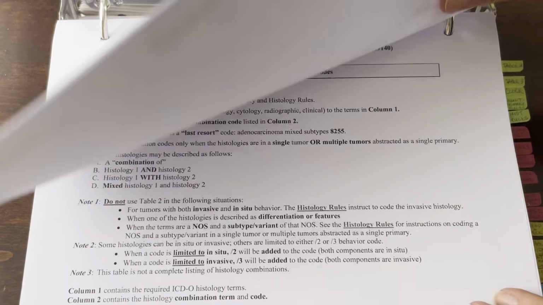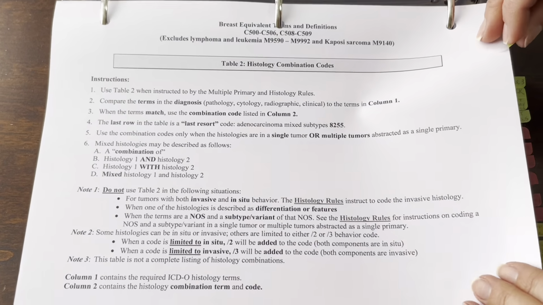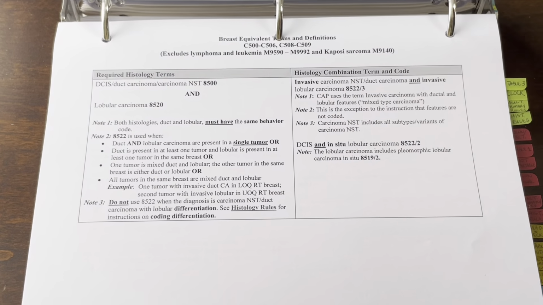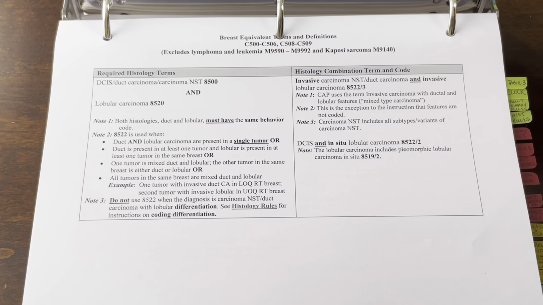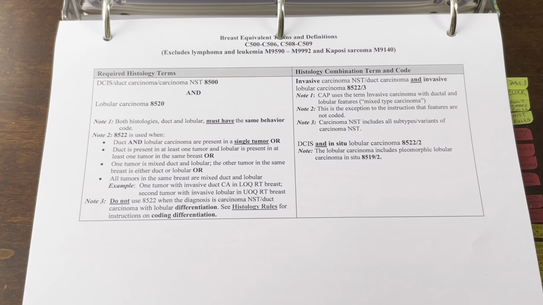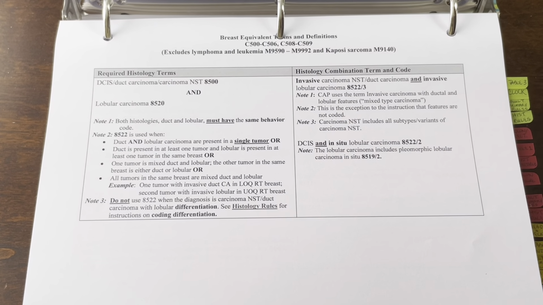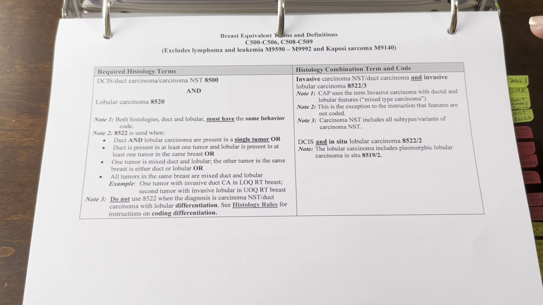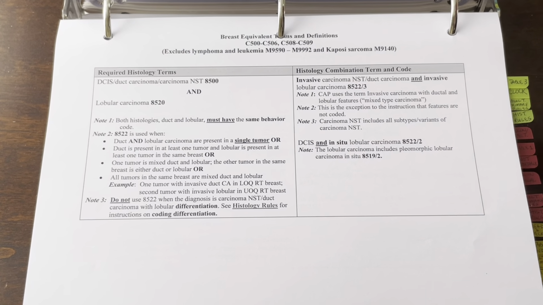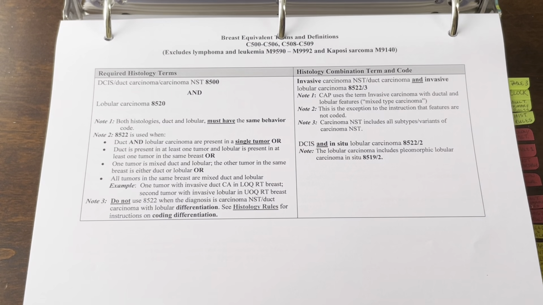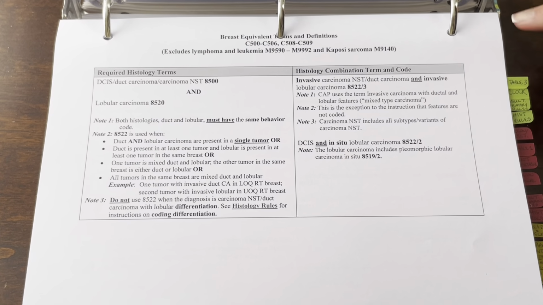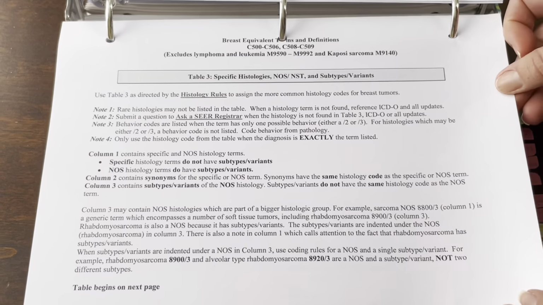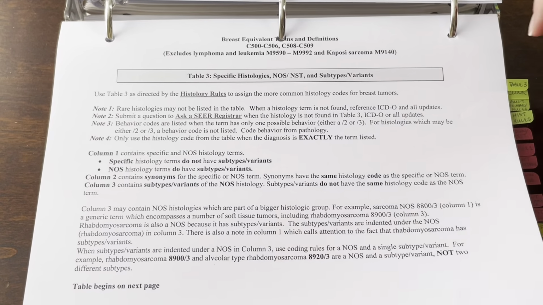This is a couple pages long, but it is important for determining site and C code. The next section I tabbed was Table 2, and this is the histology combination codes. The tables that are tabbed kind of function as a jump link, because the multiple primary rules and the histology rules in each chapter often reference the tables. So you want to make sure that you have a jump code or a jump tab for each of those sections. So I've tabbed Table 2 and Table 3. And Table 3 is the specific histologies, subtypes, and variants.